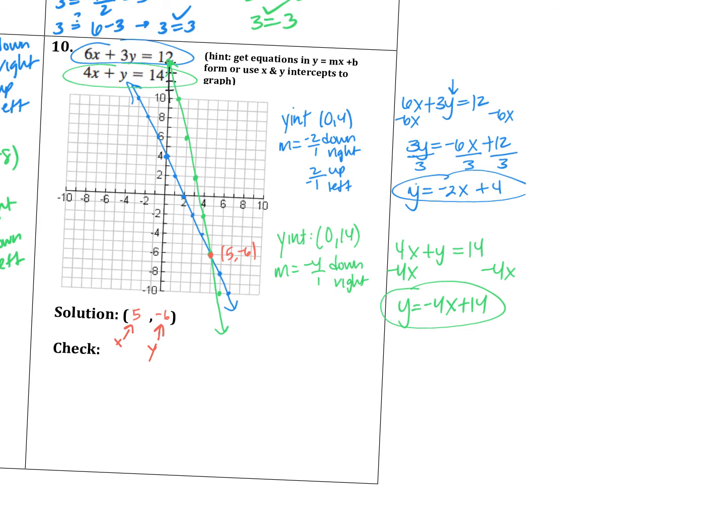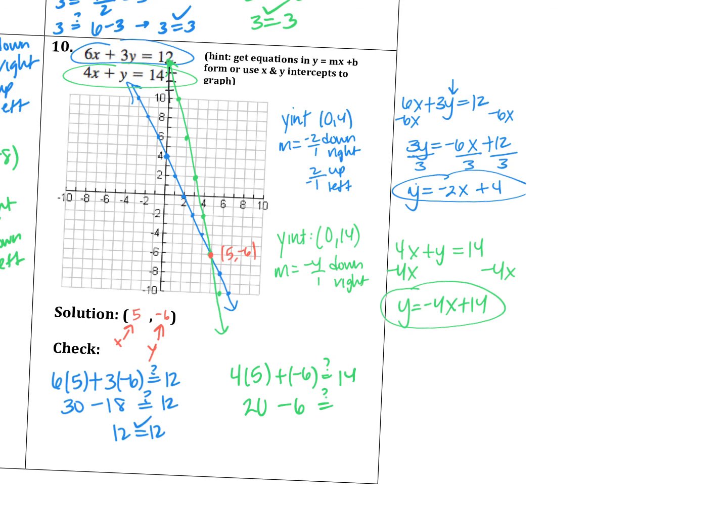So my blue equation is 6 times 5 plus 3 times y, which is -6, equals 12. 6 times 5 is 30, and 3 times -6 is -18, equals 12. Well, 30 minus 18 is 12. That's true. And this next one is 4 times x, which is 5, plus y, which is -6, equals 14. 4 times 5 is 20. 20 minus 6 equals 14. That's true. 14 equals 14.